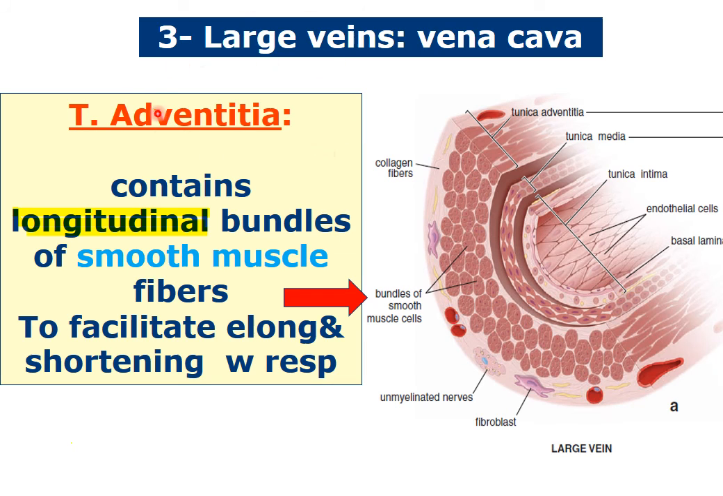They have a special character in their Tunica Adventitia. Tunica Adventitia is known as connective tissue containing collagen fibers, but in the case of large veins, it contains longitudinal bundles of smooth muscle fiber because these veins are affected by respiration. So to facilitate elongation and shortening with respiration, they have longitudinal bundles of smooth muscle in the Tunica Adventitia.